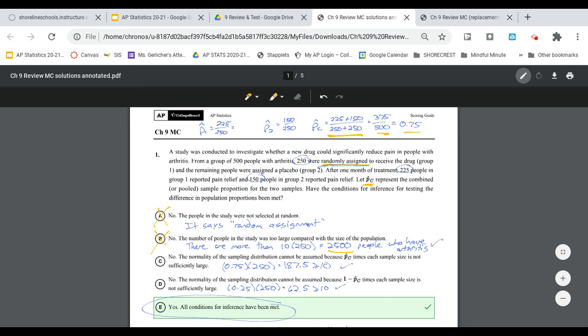And then we're going to check the large counts. We check it with p hat c, 0.75, and we check it with 1 minus p hat c, 0.25. Either way, you get numbers that are bigger than 10. So that condition is okay, so that makes E the answer. All 3 conditions have been checked.